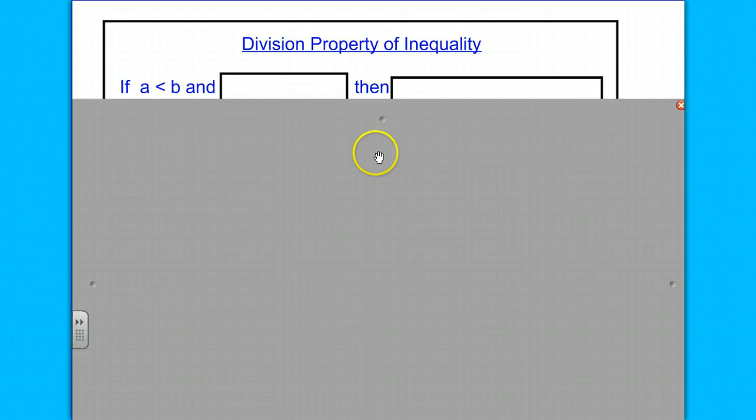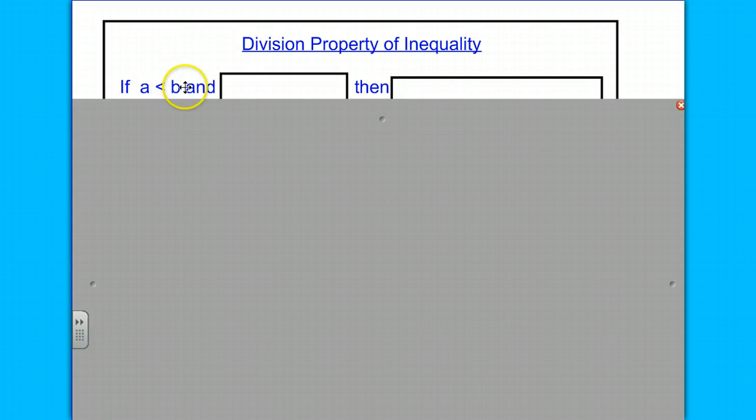So the division property of inequality is similar, isn't it? But when we're using the division property of inequality, what operation are we undoing? Multiplication. We're using division to undo multiplication. If we see multiplication operating right there next to our variable, then we'll use division. That's what you're saying, but this is going to show us using division.